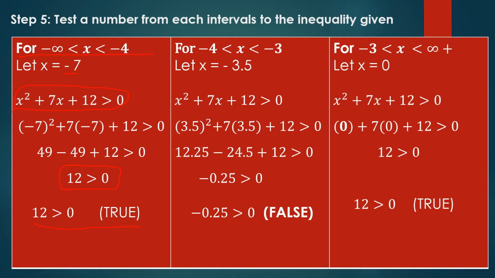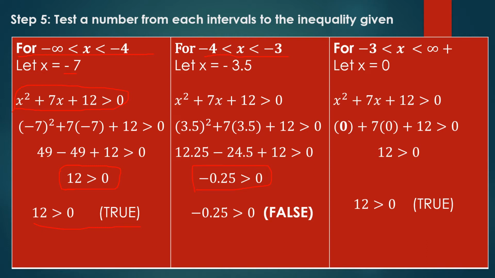Now, sunod. Negative 4 is less than x and is less than negative 3. So, pili ka ngayon ng number dyan. Isang number lang. Okay, so yung number na pinili ko is negative 3.5. So, nasa gitna lang naman siya. Hindi siya umabot ng negative 4. So, hindi rin siya negative 3. So, pasok siya. Pag sinubstitute ko yung negative 3.5, yung magiging kasagutan niya is negative 0.25. So, eto siya.